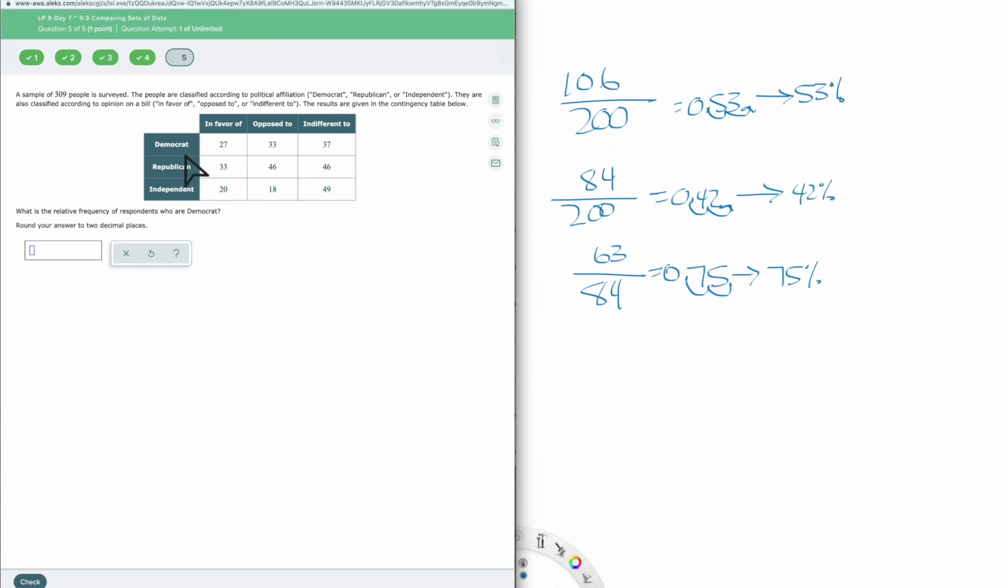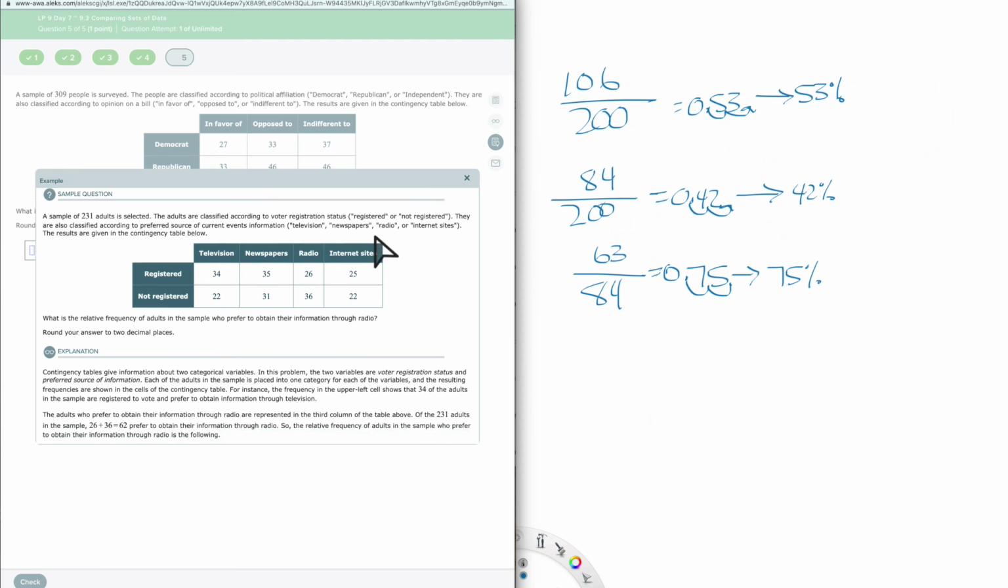So for Democrats, of the 309, 27 were in favor, 33 were opposed, 37 were indifferent to. And remember, not all 309 are Democrat. 309, that's everybody all added together. So there's not 309 Democrats. There's 309 total people surveyed. All right, so what is the relative frequency of respondents who are Democrat? So we need to make sure that we pay attention because this is a different type of calculation here.